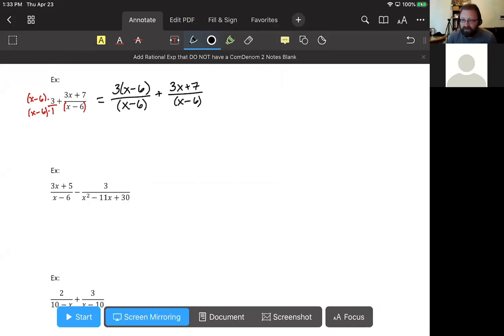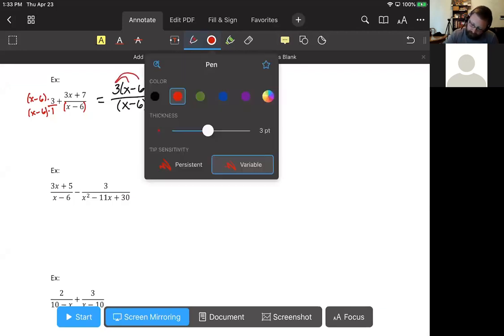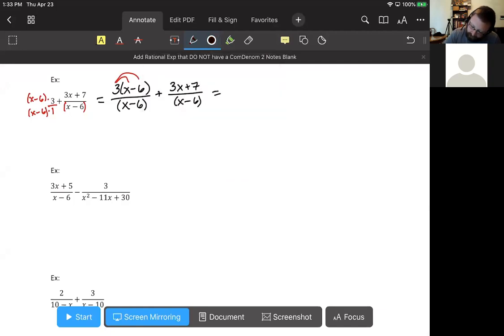Which would give us this, okay? 3 times x minus 6 over x minus 6 plus 3x plus 7 over x minus 6. Distribute the 3 would give us 3x minus 18 over x minus 6 plus 3x plus 7 over x minus 6.